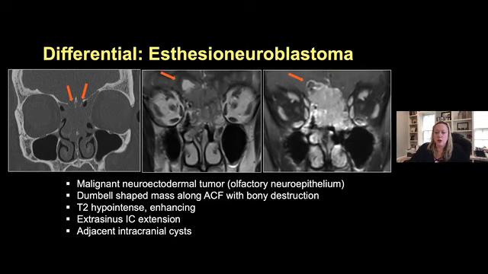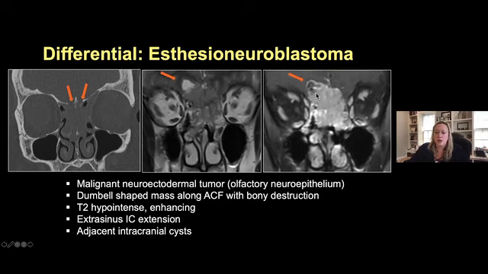And here on MRI, you can see that the mass is characteristically T2 hypointense. You can see it's dumbbell shaped. It's in the superior nasal cavity, but also extending intracranially. It's very avidly centrally enhancing. Polyps should never centrally enhance like this.